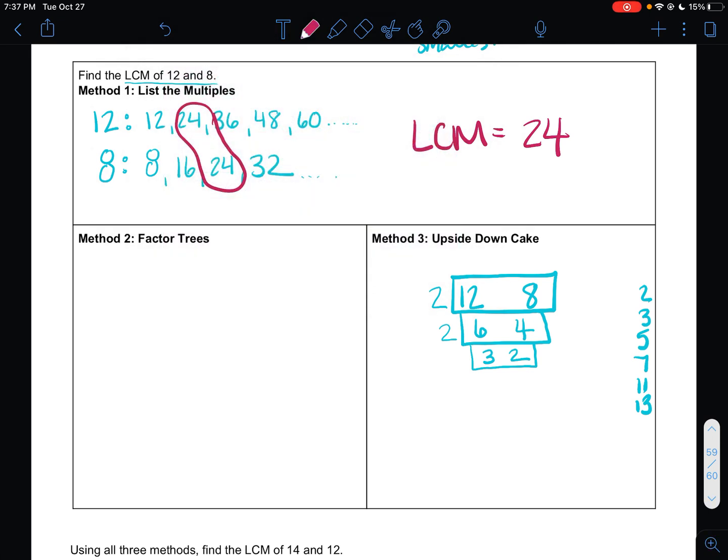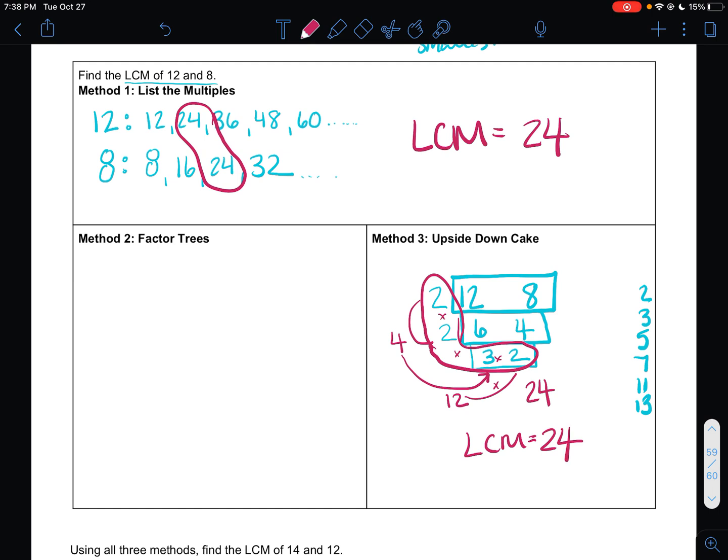So at this point, you should know that the numbers on the side would multiply to give you the greatest common factor. So to find the least common multiple, you actually want to do the numbers on the side and the bottom layer of your cake. So it's kind of like an L, and you want to multiply all of those numbers. So 2 times 2 is 4. 4 times 3 is 12. 12 times 2 is 24. So the least common multiple is 24.